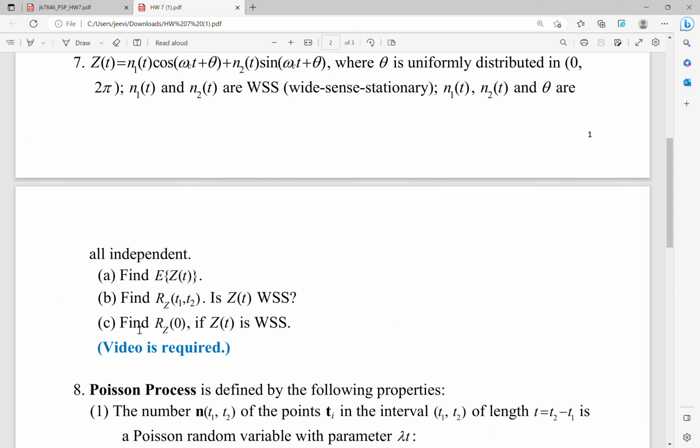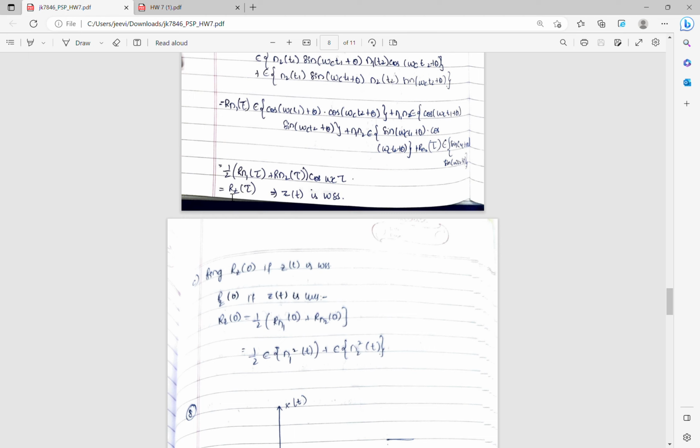In the third part, we are asked to find Rz(0) if z of t is wide-sense stationary. Here we calculated Rz(tau). In place of tau, let's substitute the value 0. Therefore it will be 1 by 2 into [Rn1(0) plus Rn2(0)], which is equal to 1 by 2 into [E of n1 squared of t plus E of n2 squared of t]. Therefore this is the solving for the 7th question.